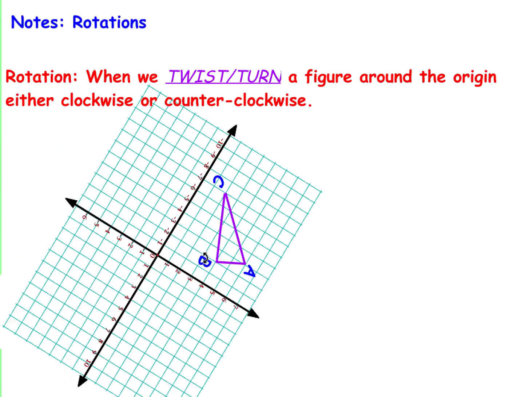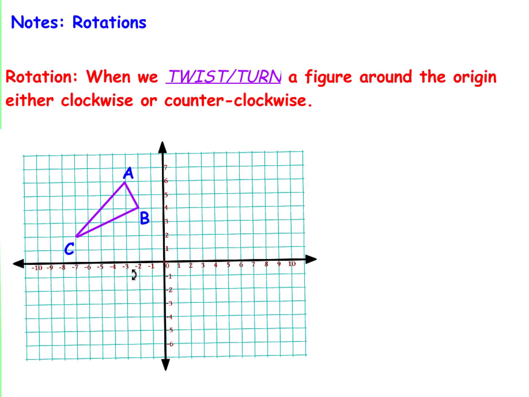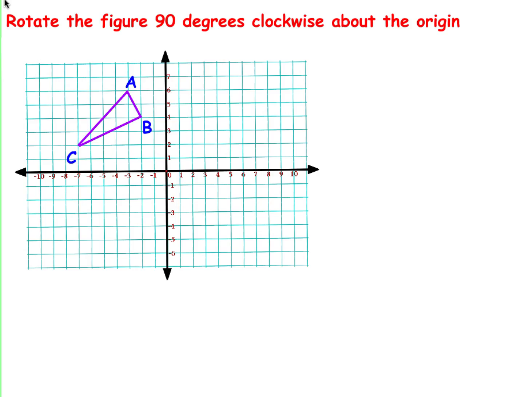I'm going to show you exactly what we mean by that, how to do it, and how we get the exact points and all that good stuff. So again, same exact triangle. I want to rotate it 90 degrees clockwise about the origin.